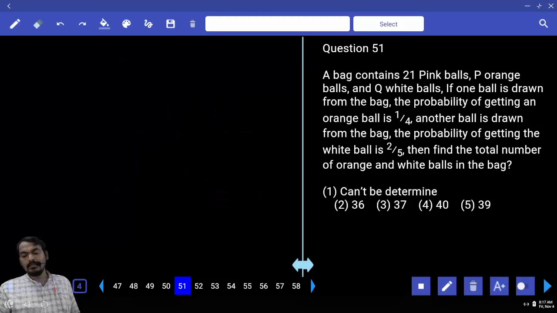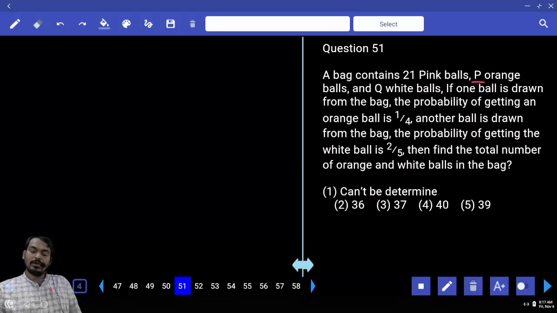A bag contains 21 pink balls and P orange balls and Q white balls. If one ball is drawn from the bag, the probability of getting an orange ball is how much? 1/4. Another ball is drawn from the bag, the probability of getting the white ball is how much? 2/5. Find the total number of orange and white balls in the bag.